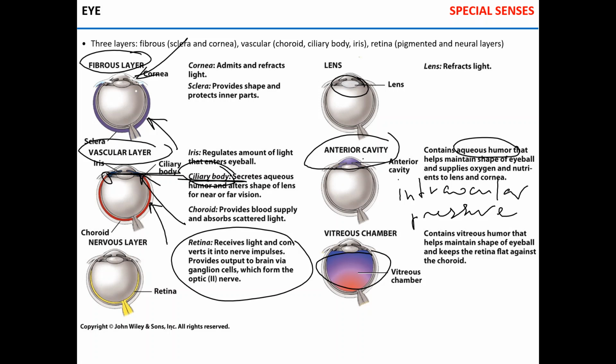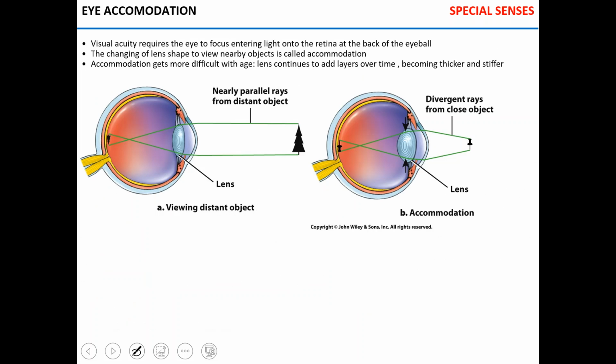The posterior aspect of an eye, the vitreous chamber, is filled with a gel-like material that is called vitreous humor. And what's interesting, vitreous humor is formed during the embryonic development and it does not change throughout the lifetime. The function of the vitreous humor is to maintain basically the shape of an eye.